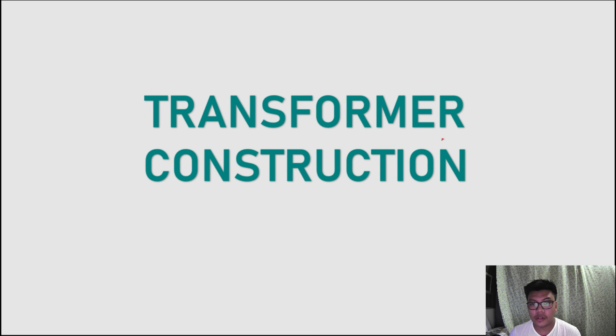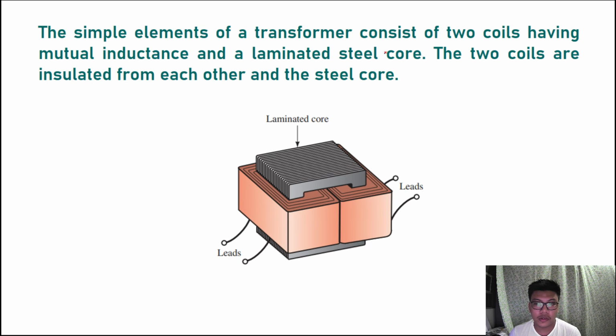So let's go with the transformer construction. The simple elements of a transformer consist of two coils having mutual inductance and a laminated steel core. When we say laminated steel core, our core is made of steel sheets stacked together, like gaskets. Many steel sheets are bonded together, not welded, just pressed together. The two coils are insulated from each other and the steel core, so they are not electrically connected. The steel is a conductor, but they are not electrically connected.